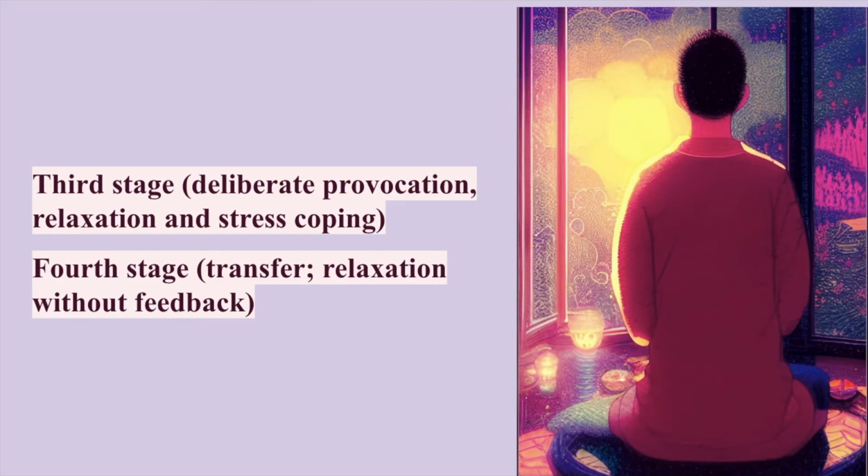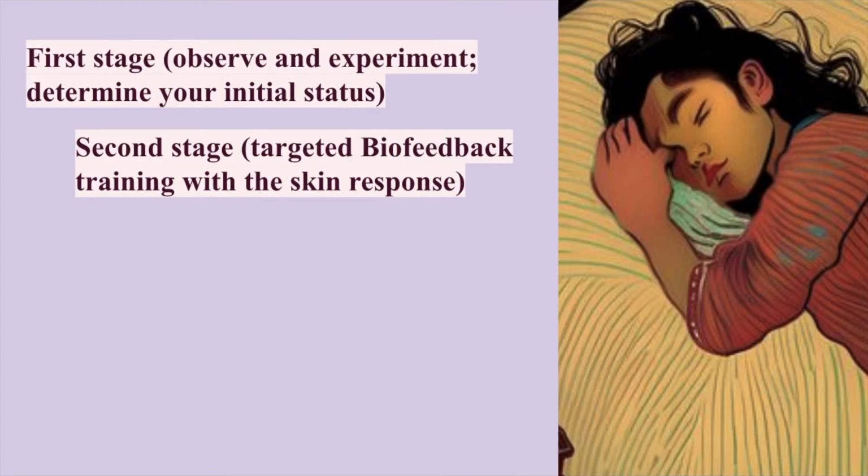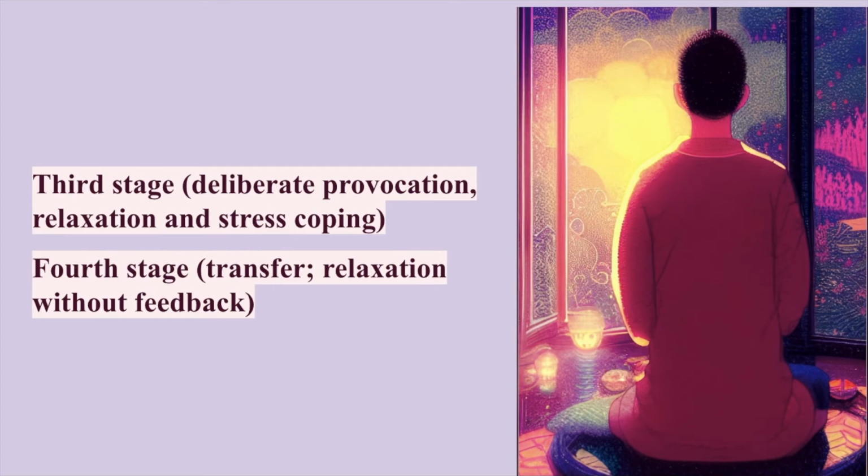Fourth stage, transfer relaxation without feedback, which is what we're really going to be doing, because we don't want our participants to know the feedback. That could be a major confound in our study. So it's basically just the same thing, but without feedback. Again, there's first, second, third stage, fourth stage is more about their training and how this is used for relaxation. We're really not going to be doing any of this.